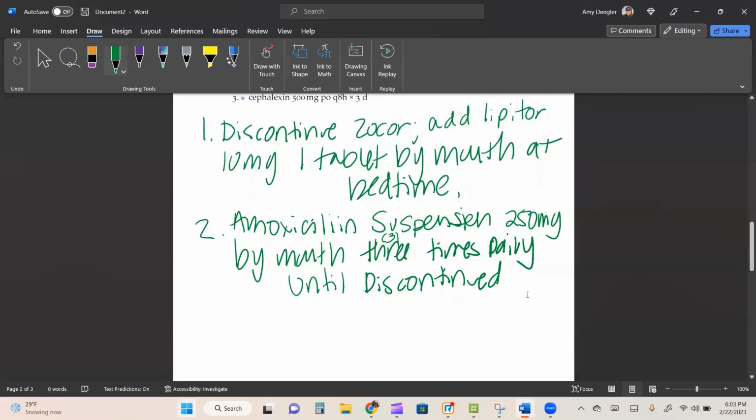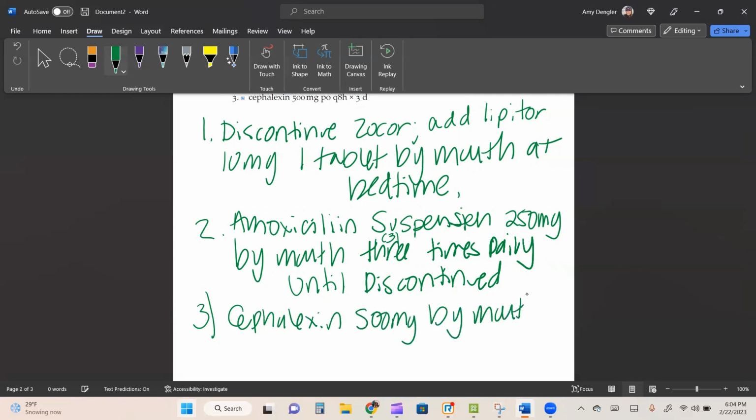And then the third problem here, we have cephalexin, 500 milligrams by mouth every 8 hours for 3 days.